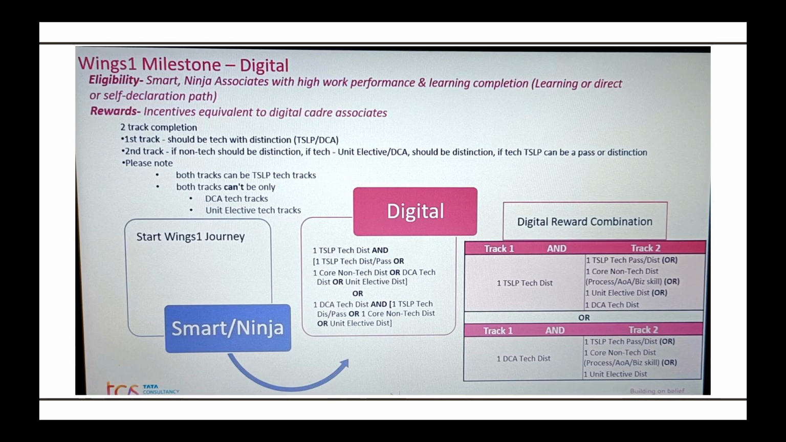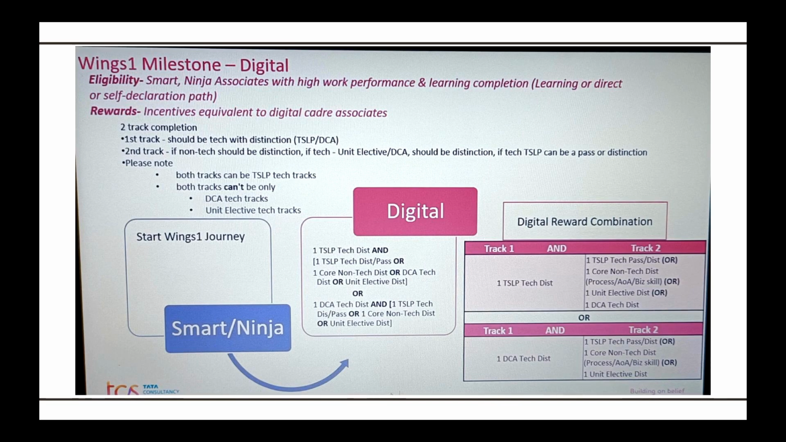Basically, if you choose TSLP or DCA in the first track, either one, then you should pass that exam with distinction. In the second track, if you choose any non-tech, then it should be distinction. If you choose the tech track or the unit elective, then it should be distinction anyway. And if you choose the TSLP track for the second track, then it can be either pass or distinction. Okay, I hope this is clear to you all.